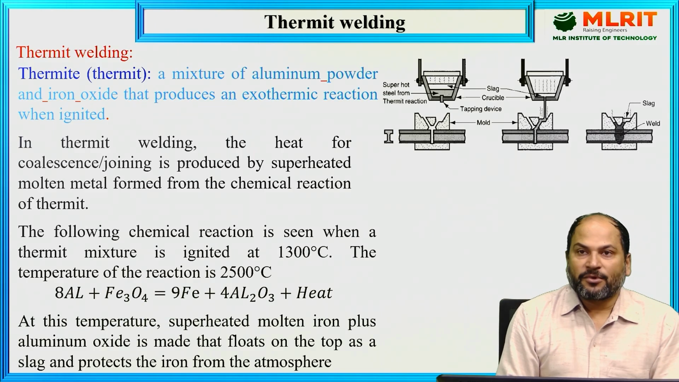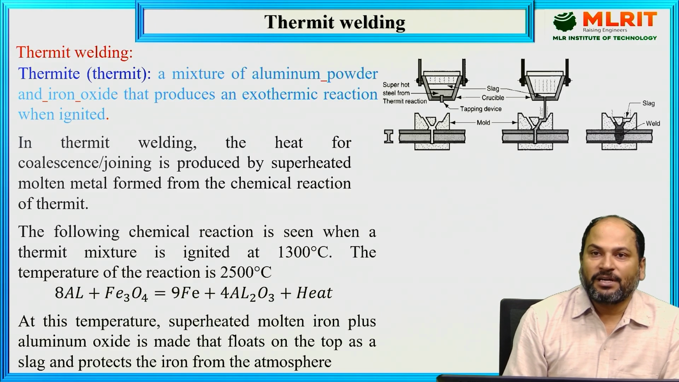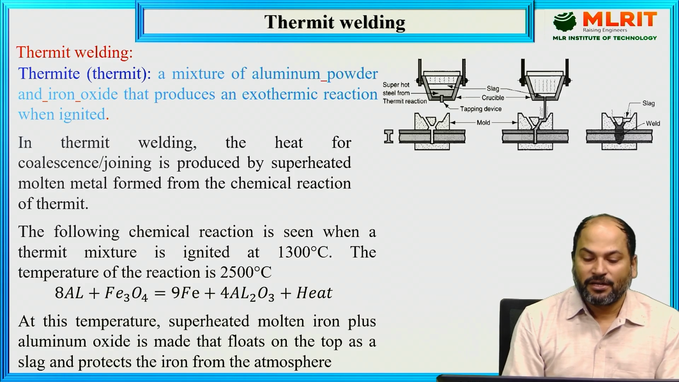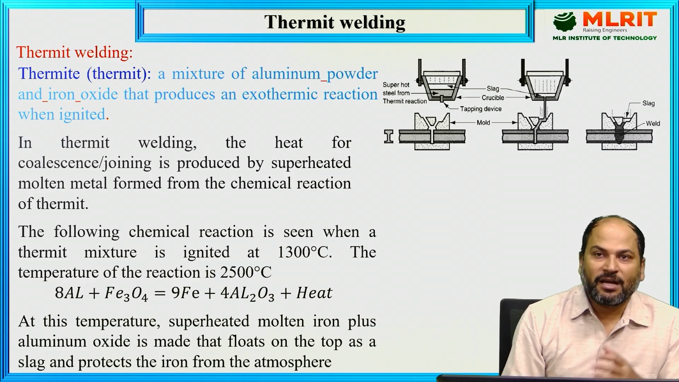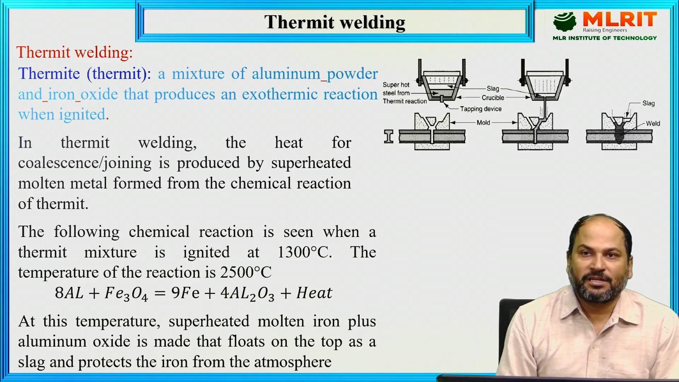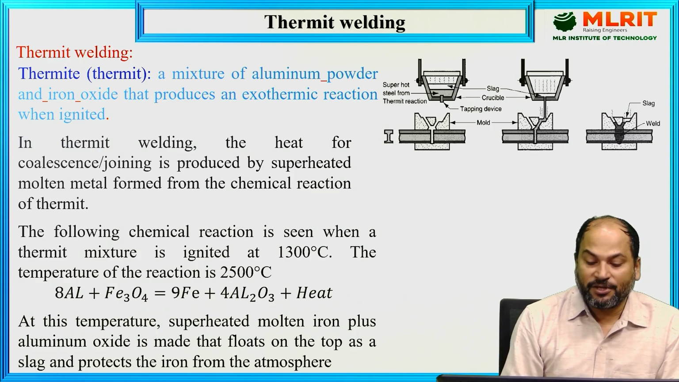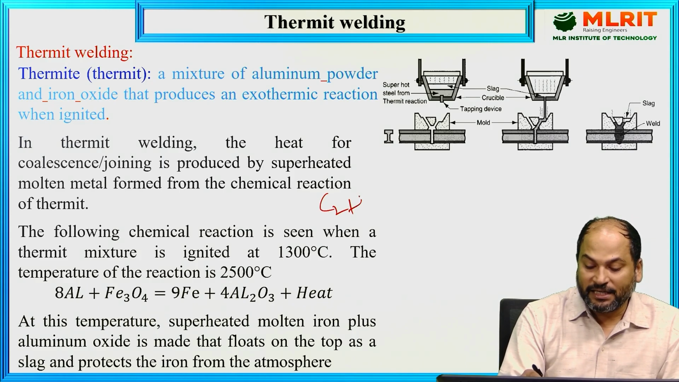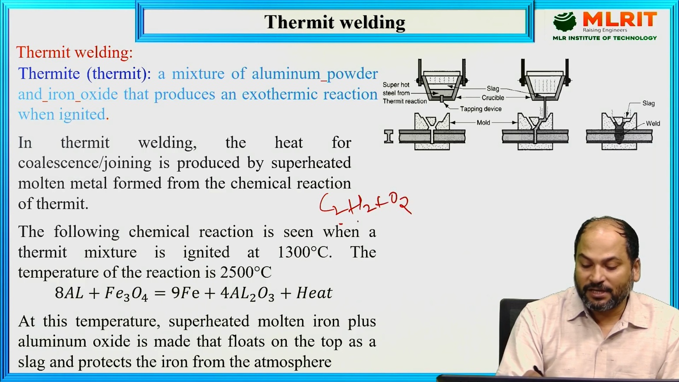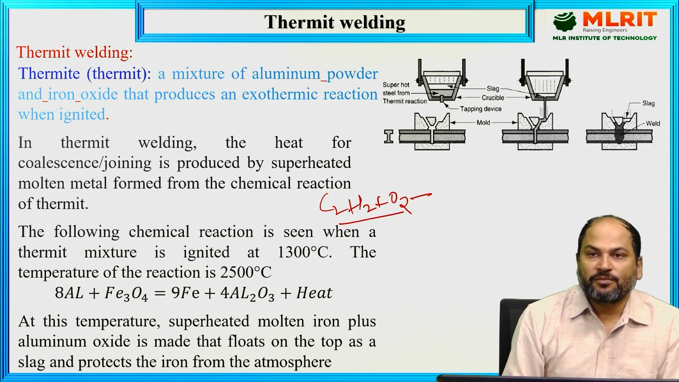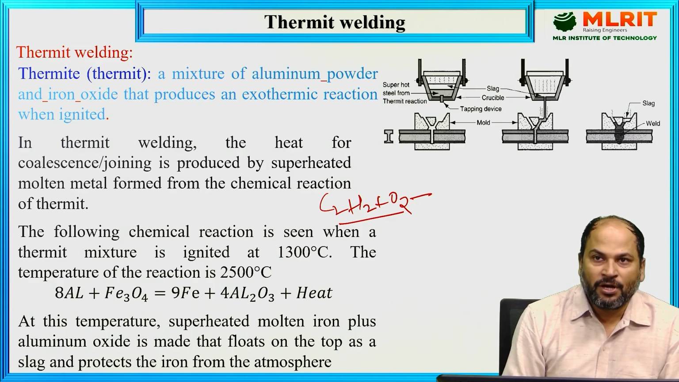The next welding process is thermite welding. This is also a very, very important welding process, and everybody knows it is generally used for welding railway tracks. So what actually happens in this one? We have already seen a process at the start, gas welding, where there were exothermic reactions between acetylene (C2H2) and oxygen. Whatever heat was produced by the combustion, we used to weld two materials.